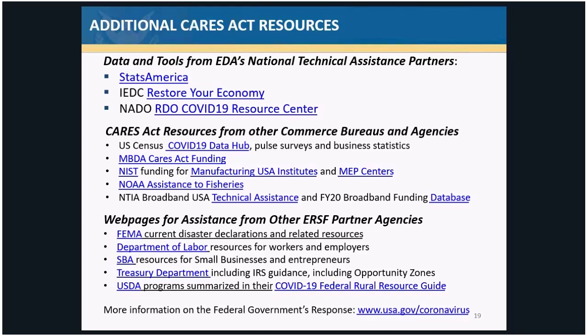And the U.S. Department of Agriculture has a number of programs also to support our rural areas with a range of economic development needs and business grants and loans for broadband assistance and other critical infrastructure. These are summarized in its new COVID-19 Federal Rural Resource Guide that is also linked here. These and more resources are available on the federal government's response page, which is www.usa.gov/coronavirus. And again, our Economic Development Integration Team is available to provide additional support at the contact information listed on the previous slide.